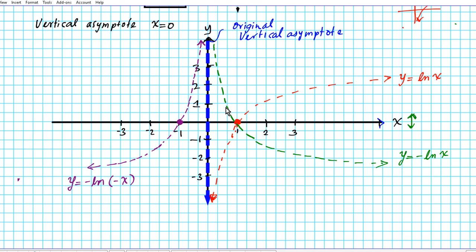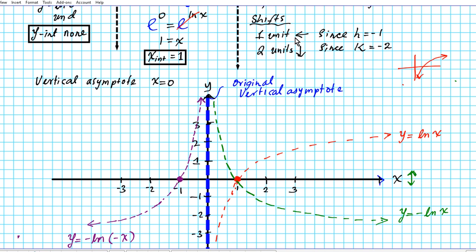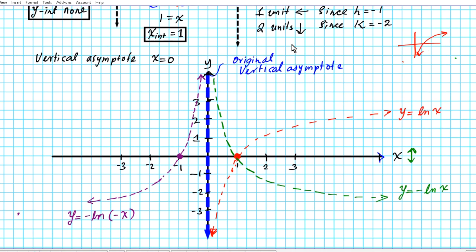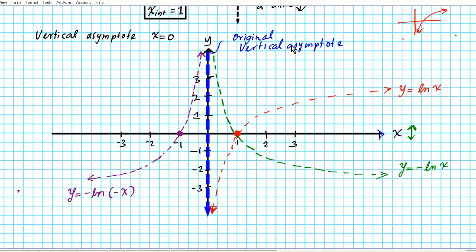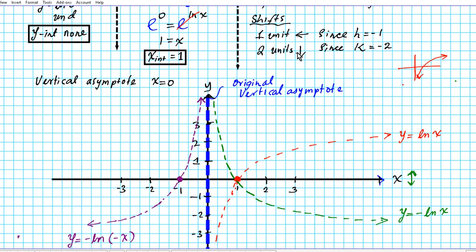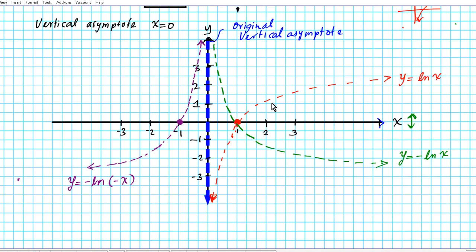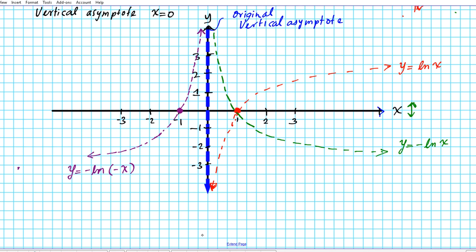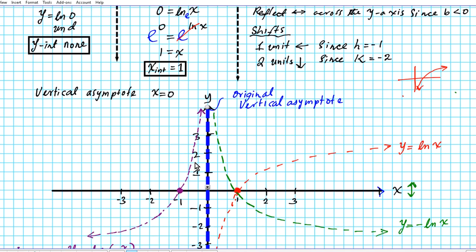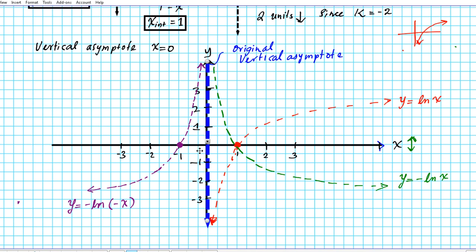If you take a look at the shifts or translations, we have to shift the graph 1 unit to the left and 2 units down. Now to do that, we're just simply going to move the asymptote and this intercept by these specified values. Alright? So let's start with the asymptote. This vertical line that we have right here, we're going to move it 1 unit to the right and 2 units down.